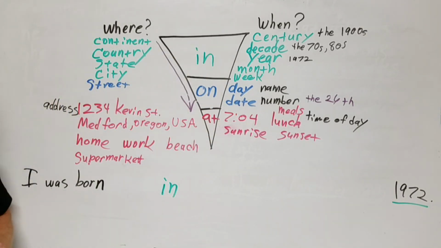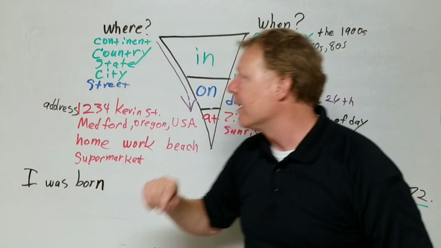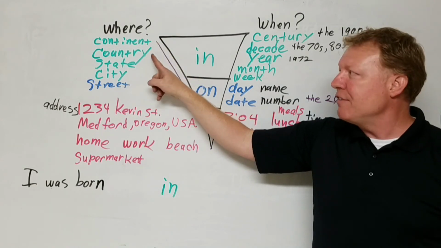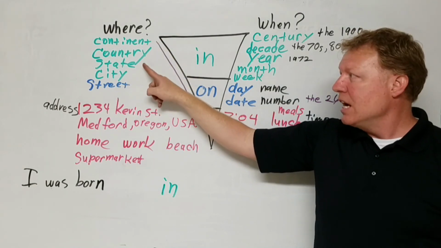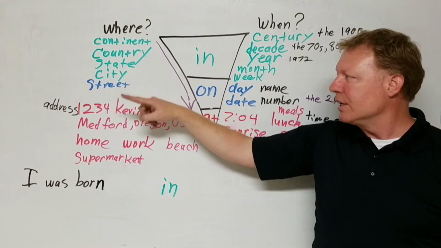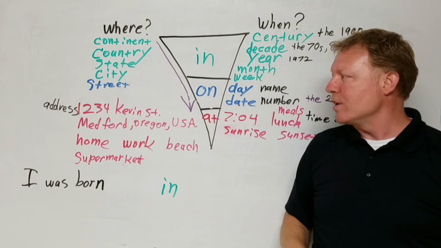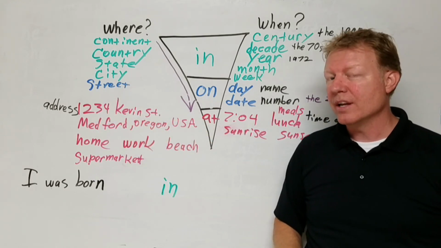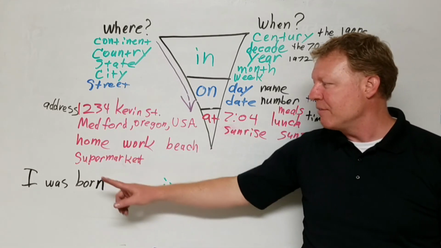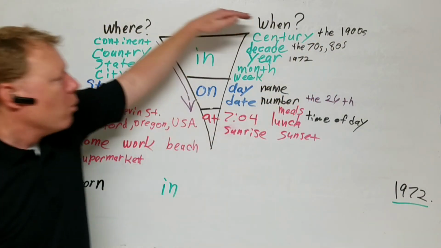And there you go. So let me review real quick so that everyone can hear. We're going to start with where. I live in North America. I live in the United States. I live in Oregon. I live in Medford. I live on Kevin Street. I live at 1234 Kevin Street, Medford, Oregon, USA. I live at home. Sometimes I am at work, and very often I am at the supermarket or at the beach. When was I born?